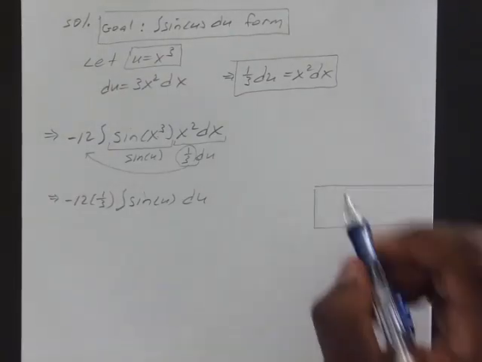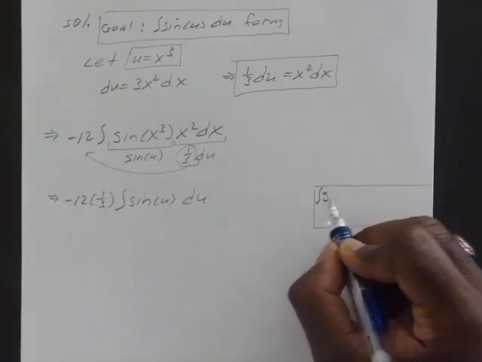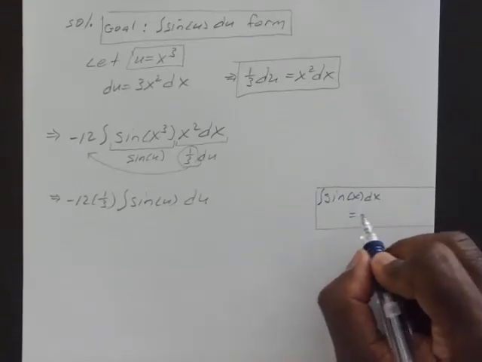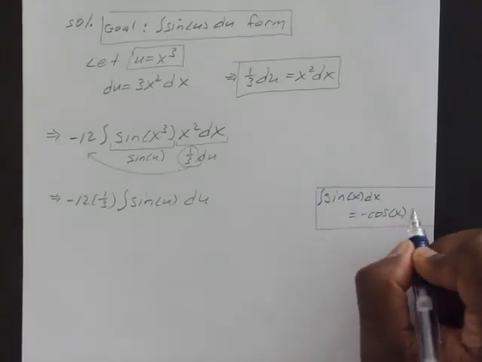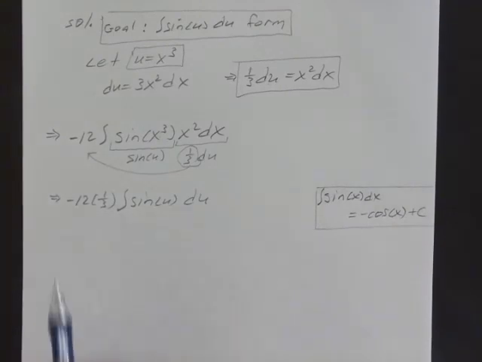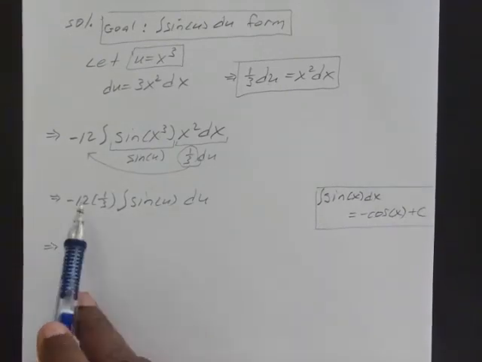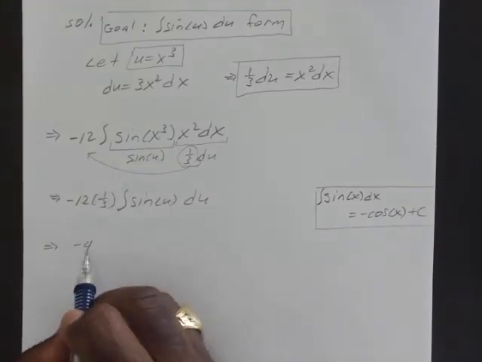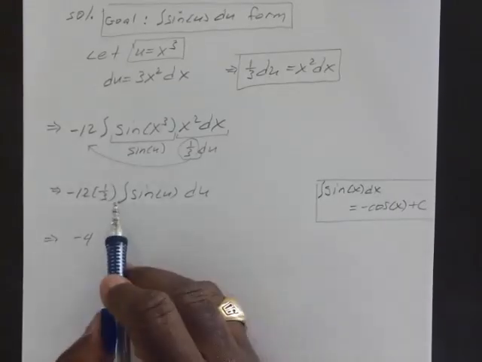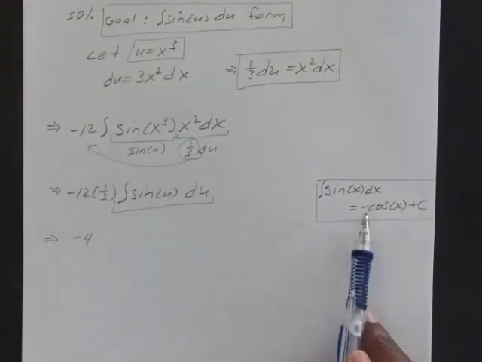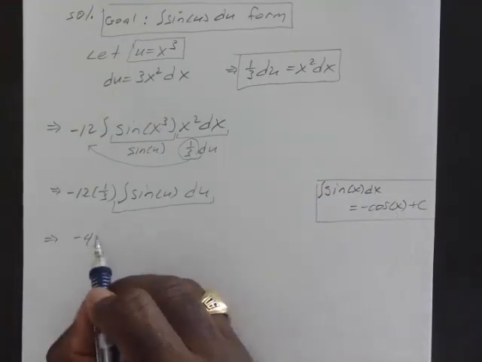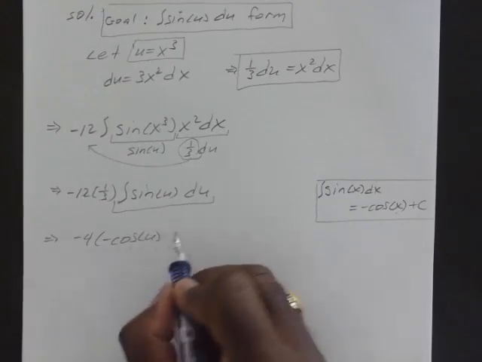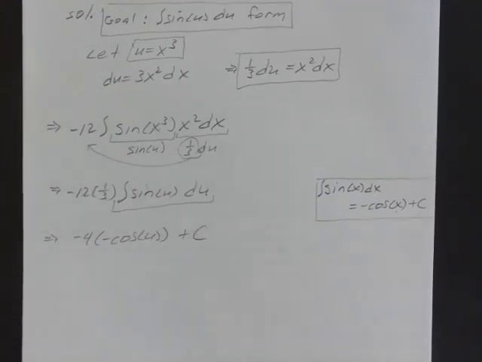Okay, and since we know that the integral of sine of x dx is equal to negative cosine of x plus c, we know this integral will just give us, we have -12 times 1/3. We can just go ahead and replace that with -4. And the integral of sine of u du is negative cosine of u plus c. That's times negative cosine of u plus c.